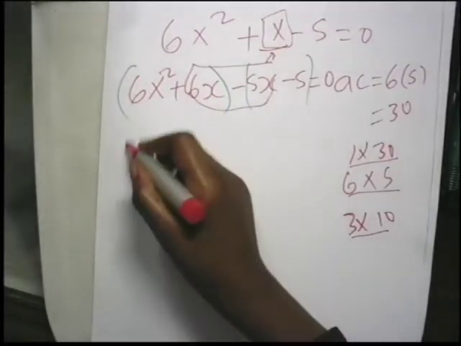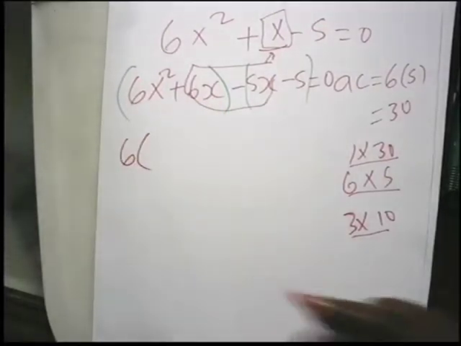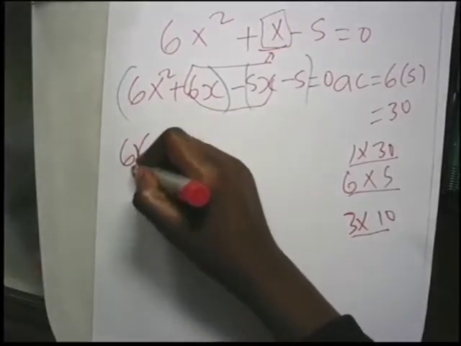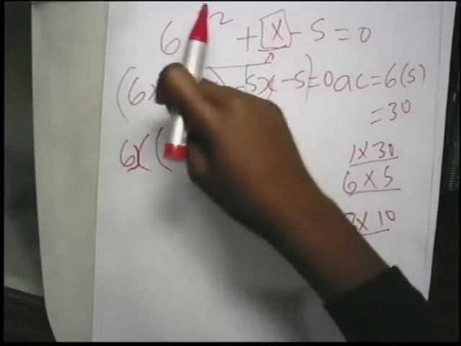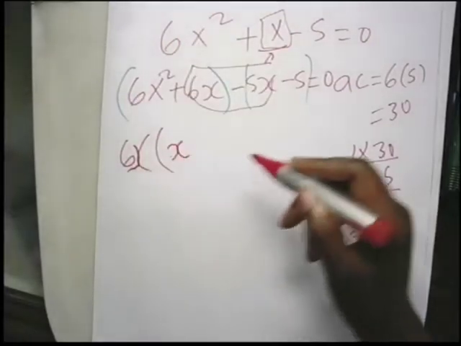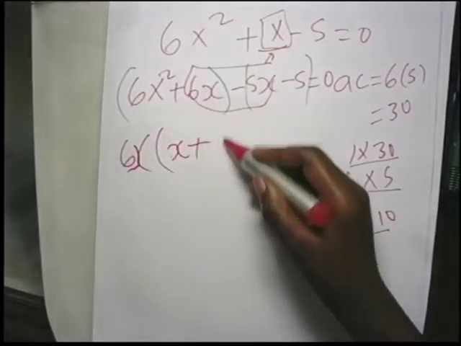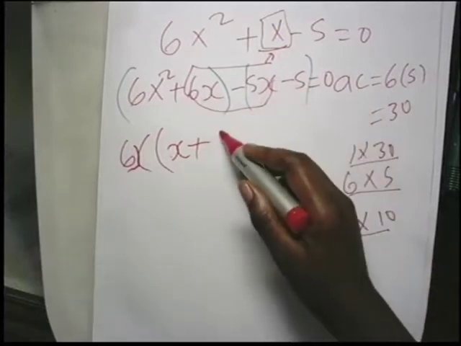The 6 is common, yes. We can take it out. And what else is common? The x is also common. So if we take 6x from 6x squared, what will be remaining? There will only be an x. And what will be remaining here? What will be remaining is just a 1.